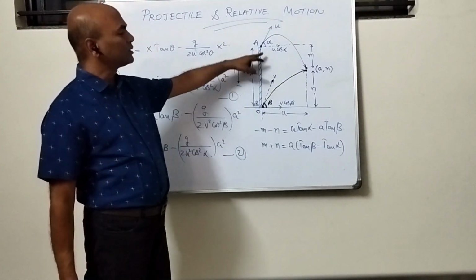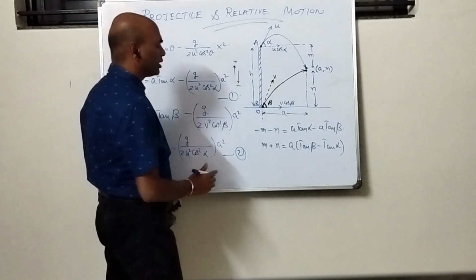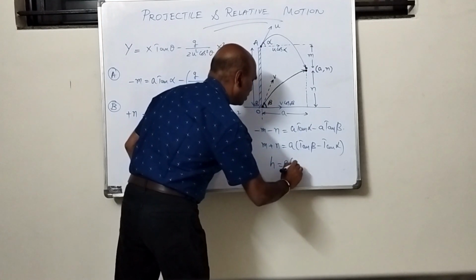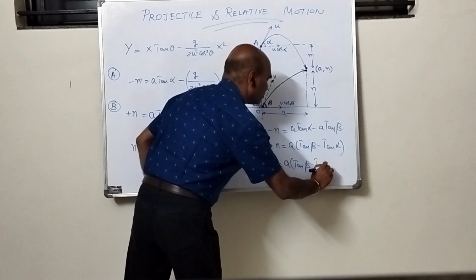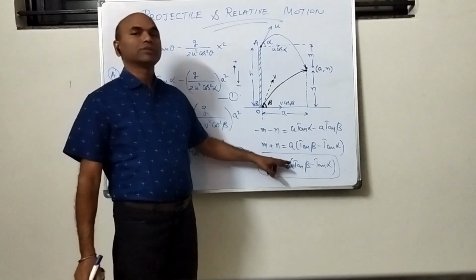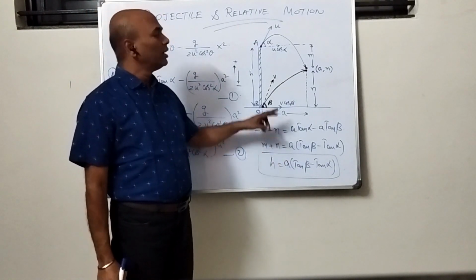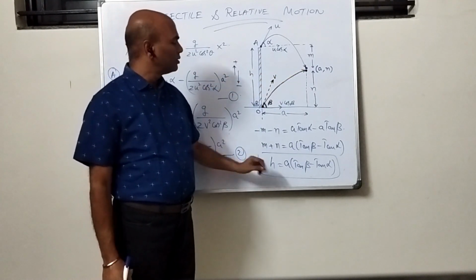But as we can see from the figure that m plus n must be equal to the height of the tower, so I can replace it with h. So I got h is equal to a into tan beta minus tan alpha. So this is what was asked in the question, where it was asked what is the height of the tower if this was the condition or the point at which they are meeting. Thank you.